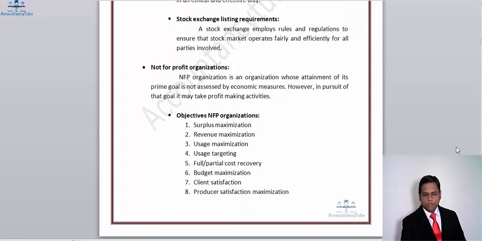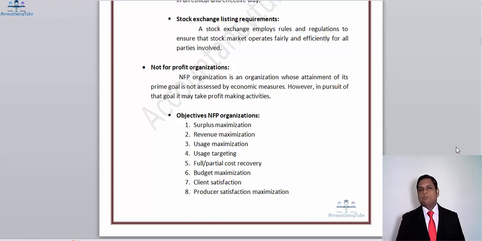The next topic is not-for-profit organizations. A brief introduction is given over here. Not-for-profit organizations are those whose attainment of their principal goal is not assessed by economic measures. They are not assessed with monetary measures. However, in pursuit of those goals, they may take up profit making activities. Their main objective is the purpose of their existence. For example, if an organization's purpose is the education of children who cannot afford education, their main purpose is to fund as many students as they can towards a certain level, for example a primary level of education.